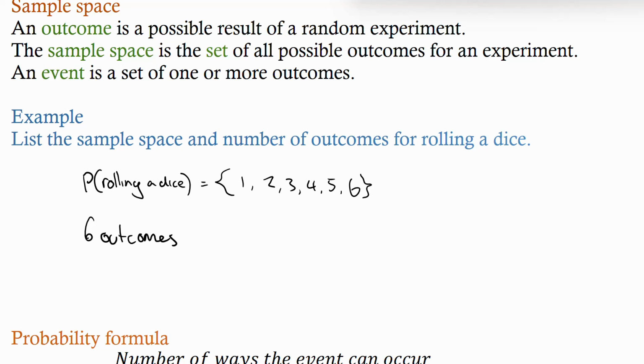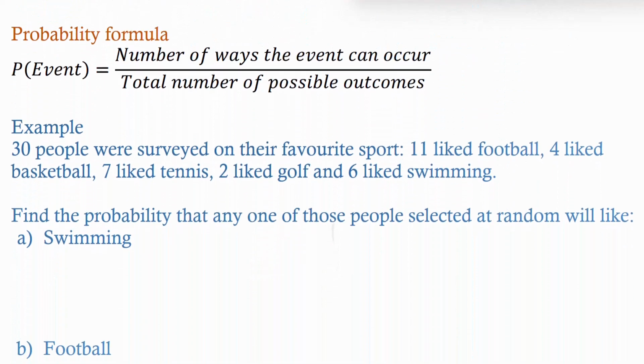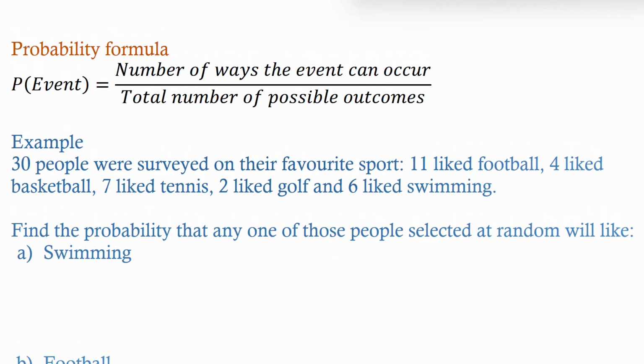All right, so next thing we're looking at is the probability formula. The probability of an event is the number of ways an event can happen or can occur over the total number of possible outcomes. So we're going to go through an example first.